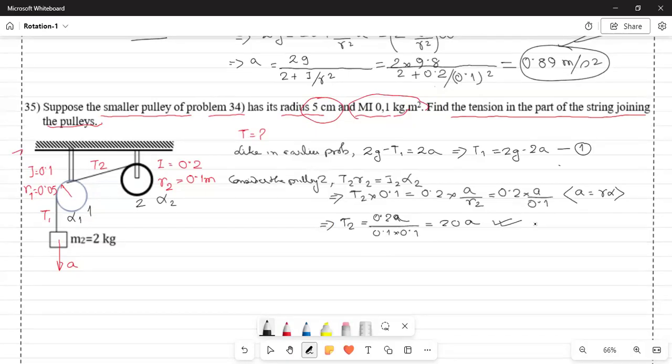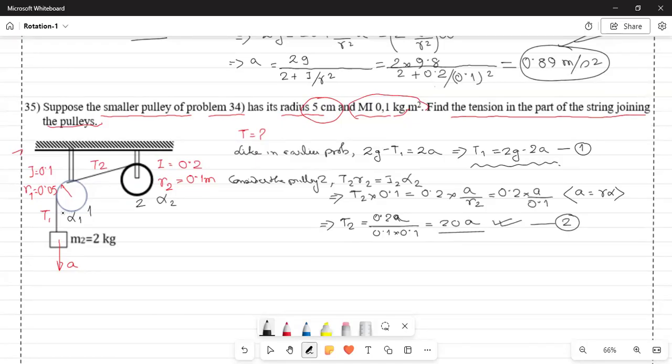So we got the value of, say, equation 2. We got an expression of T1, and we got an expression of T2 in terms of linear acceleration A. Now, do we have a relation between T1 and T2? Then, of course, this problem can be solved. Yes, there is a relation between T1 and T2.